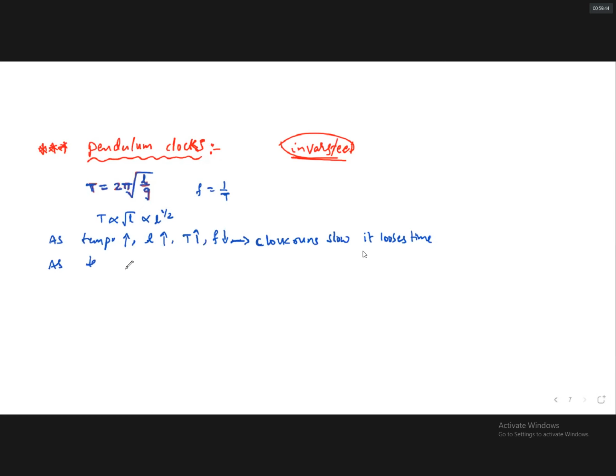Oscillation decreases, frequency of oscillation increases, clock runs fast. Clock runs fast, so it gains time.